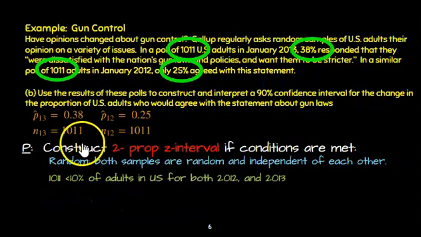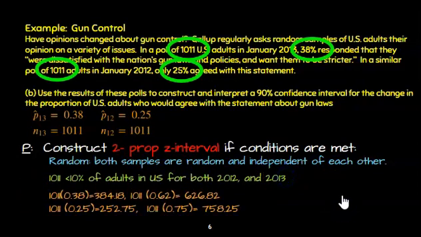10% rule. If you notice, both samples are the same size. So is 1,011 less than 10% of all U.S. adults in 2012 and then in 2013? Yes. So we've shown that that's independent. And then we do large counts, and we do it for each proportion.